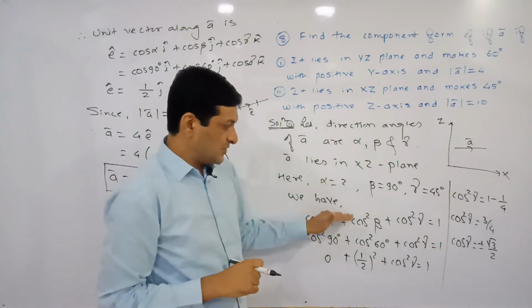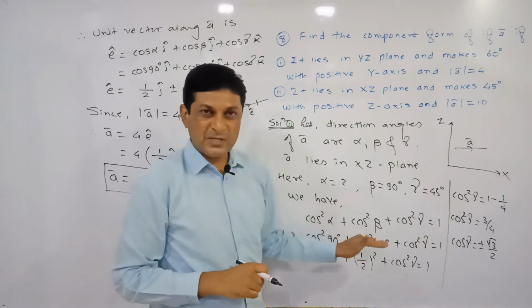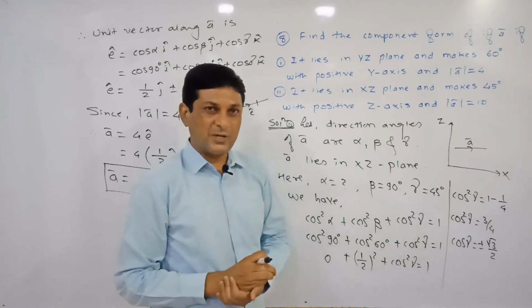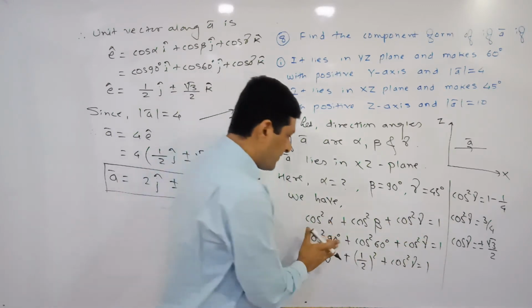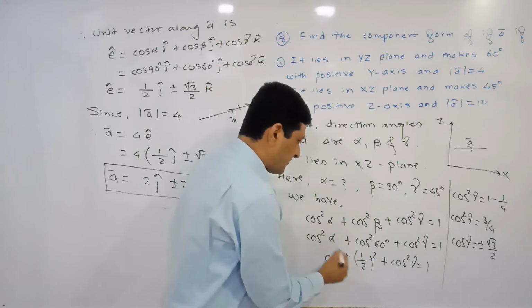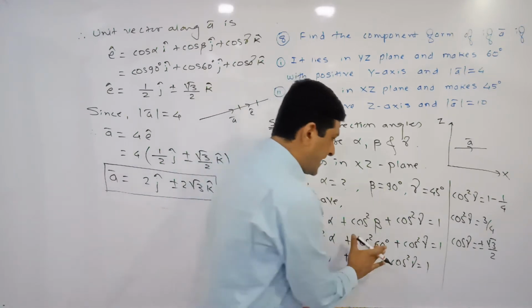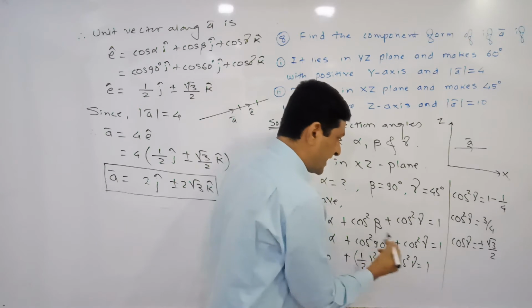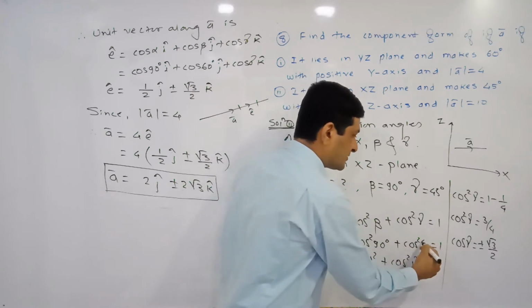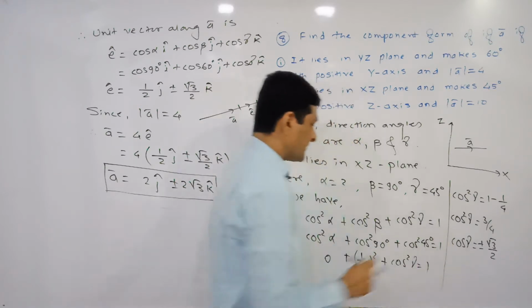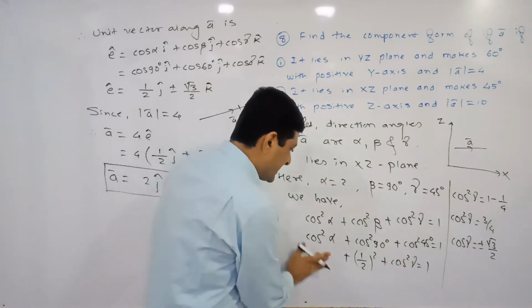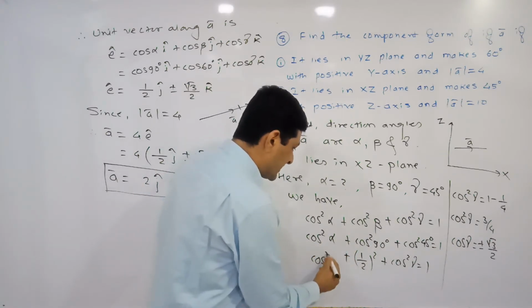So again we are using the same condition, that cos square alpha plus cos square beta plus cos square gamma is equal to 1. Substitute the values. Here alpha is unknown, so keep alpha as it is. Beta I am replacing by 90 degrees, and gamma will get replaced by 45 degrees. Now here cos square alpha, keep it as it is.